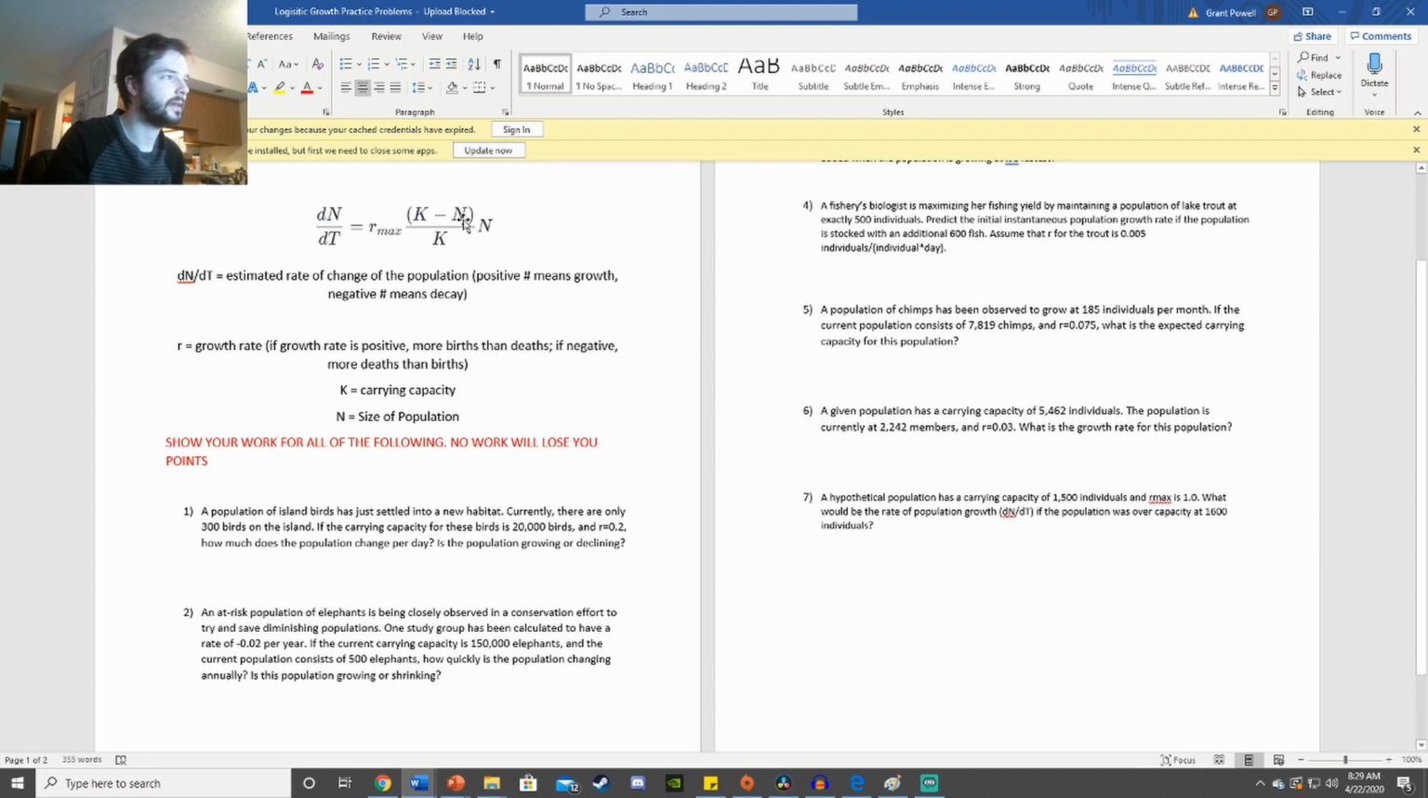K is the carrying capacity. N is the size of the population. So for this first one, we just have to plug every number in where it goes and run the equation like normal. So we have the carrying capacity, K equals 20,000. And I'll write this down in a second. The population size is currently at 300. And then we have the rate, so we're just going to plug those in and then see what dN over dt equals. So let's see, I'm going to go to Paint.